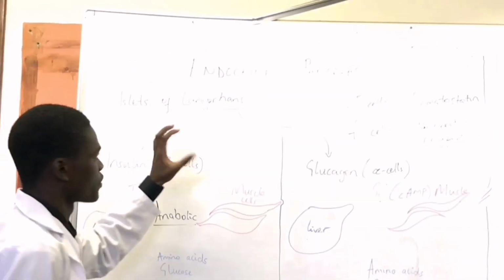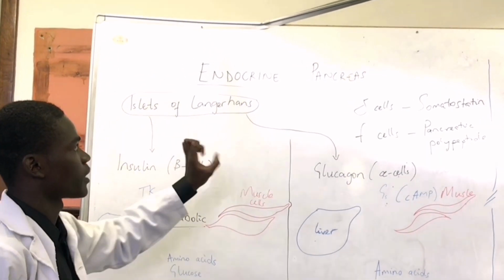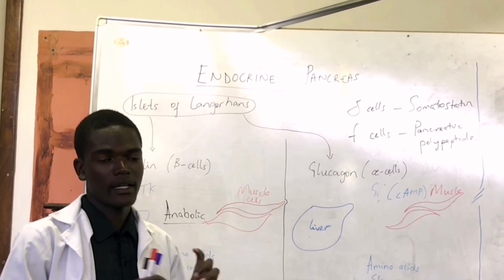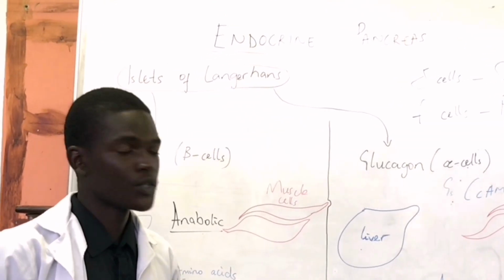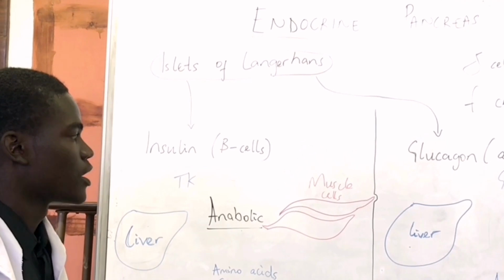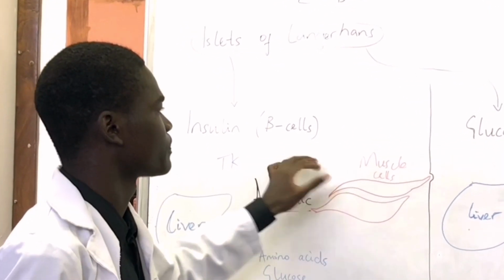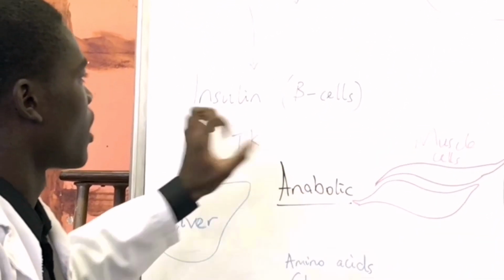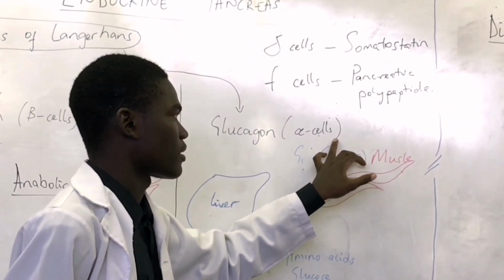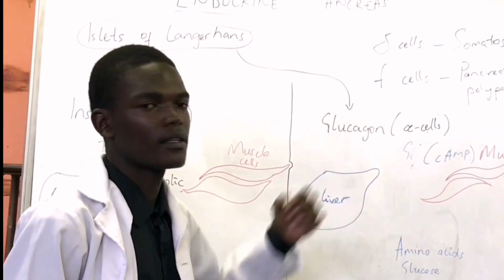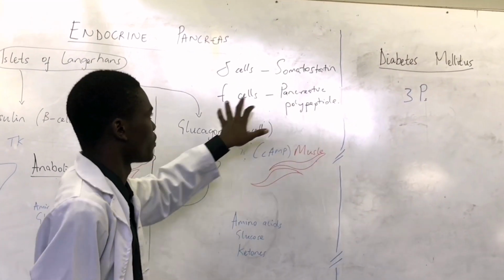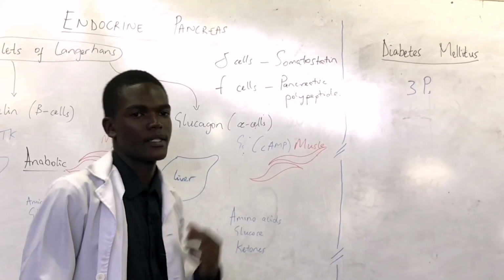So, let's go to the anatomy of the endocrine pancreas. We have what's called islets of Langerhans. These are tiny clusters of cells, the ones which synthesize and secrete our hormones. First of all, we have the beta cells. The beta cells synthesize and secrete insulin. We have alpha cells. These synthesize and secrete glucagon. We have delta cells. These are for somatostatin. And then we have F cells. These are for the pancreatic polypeptide.